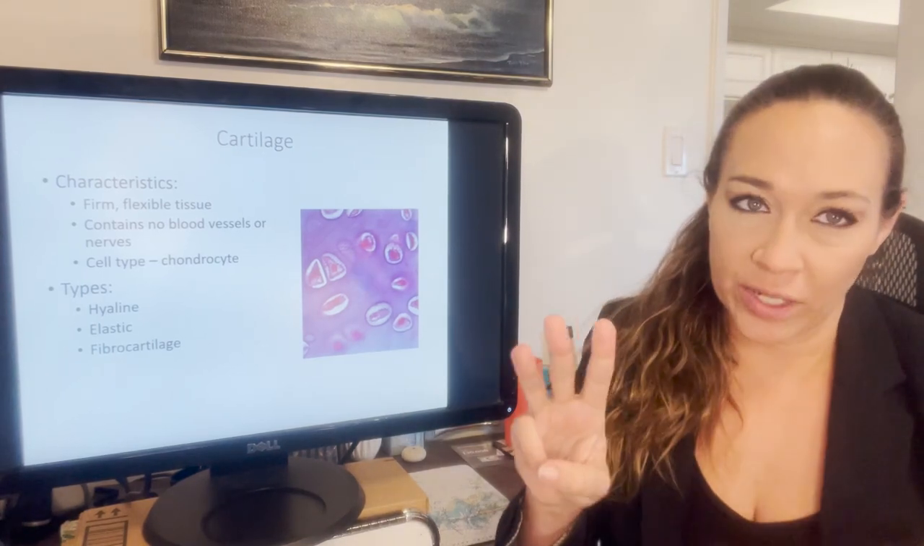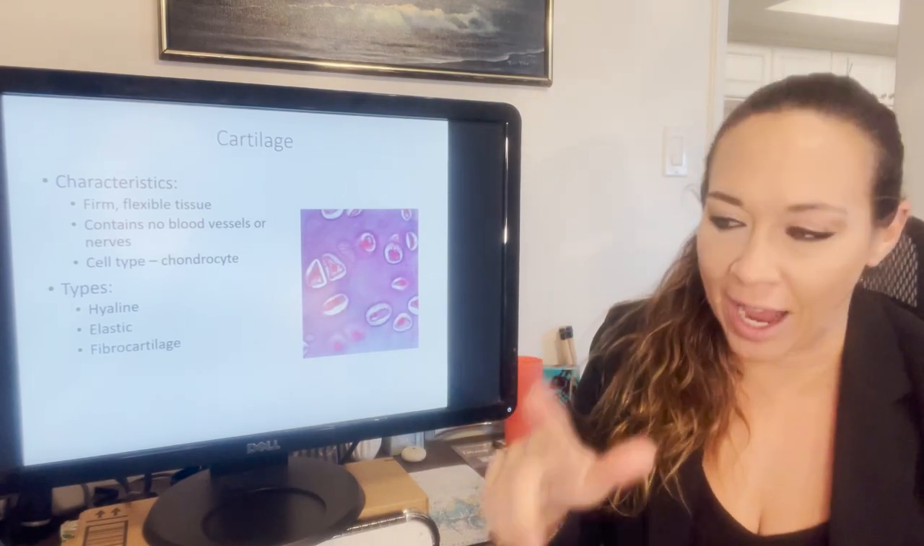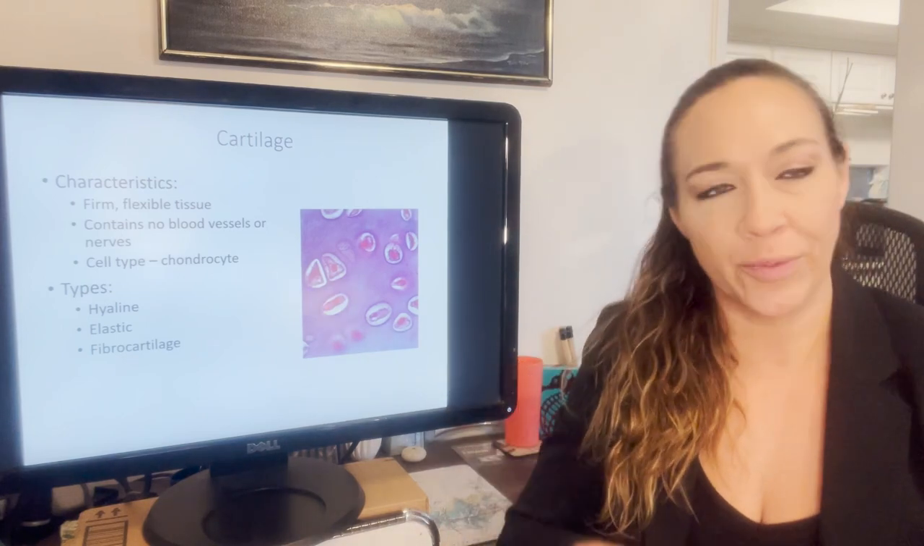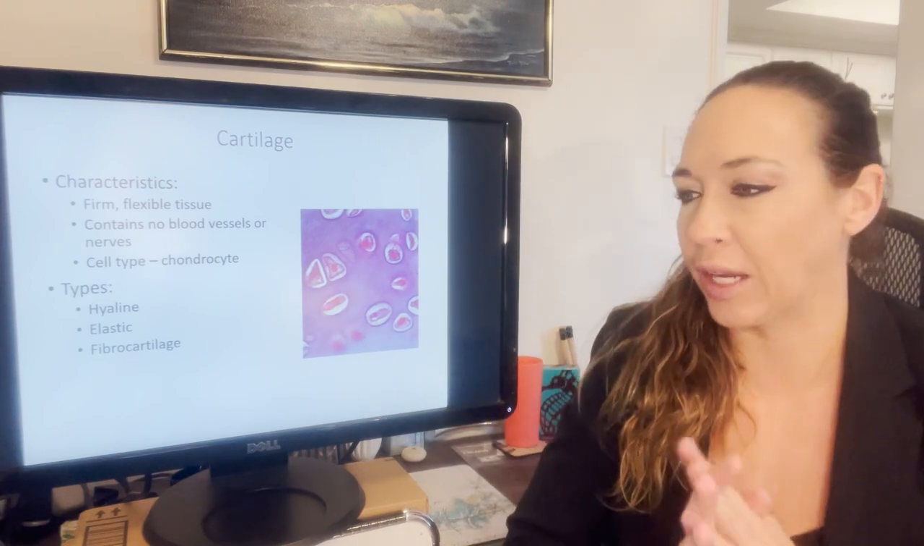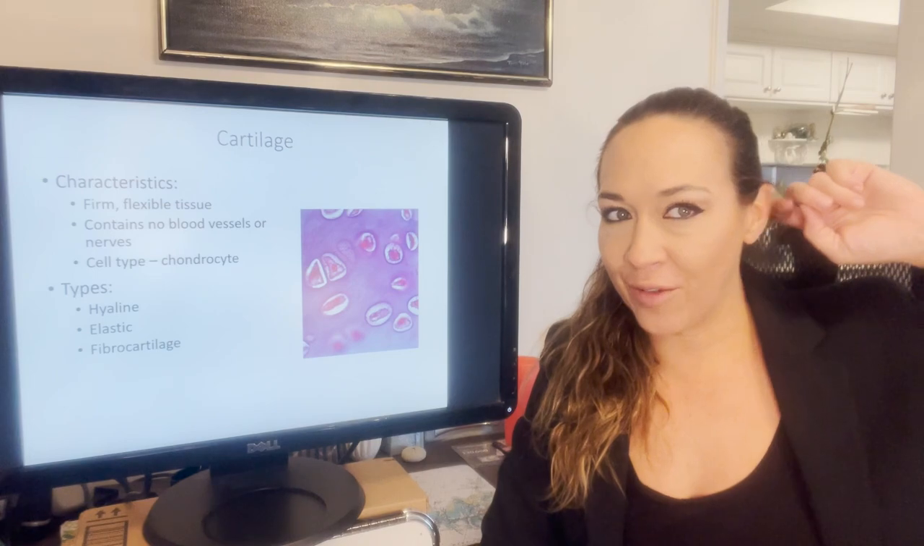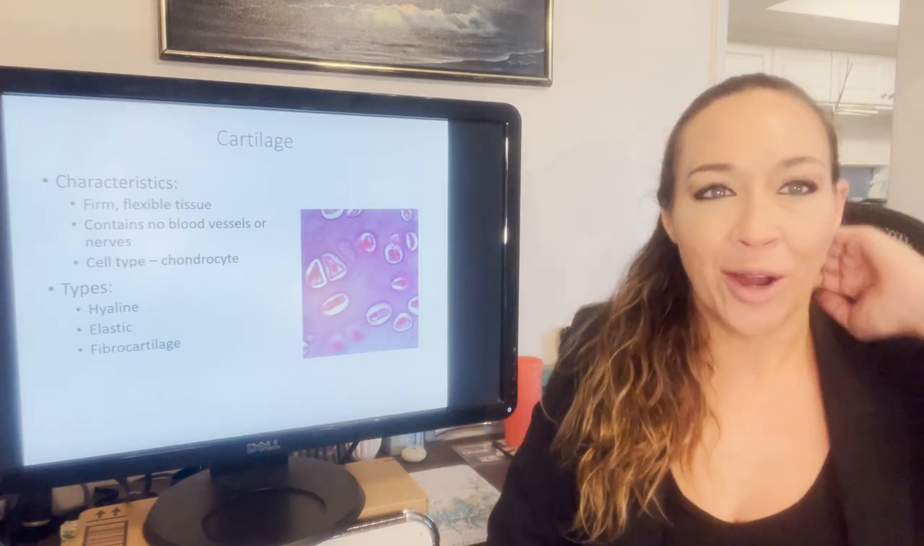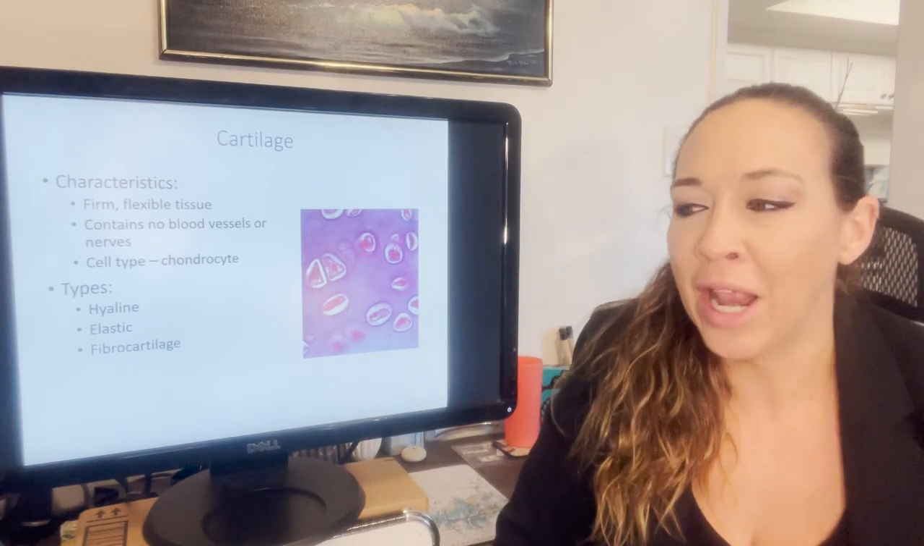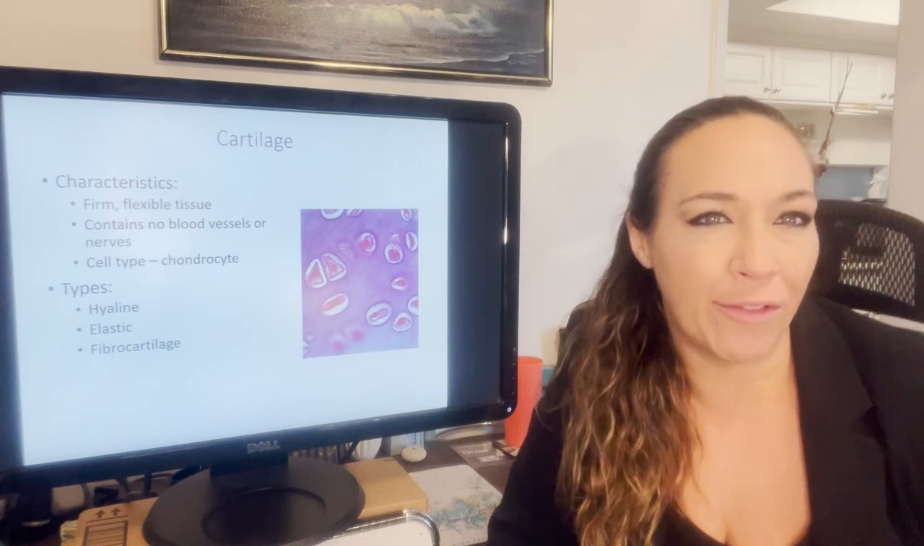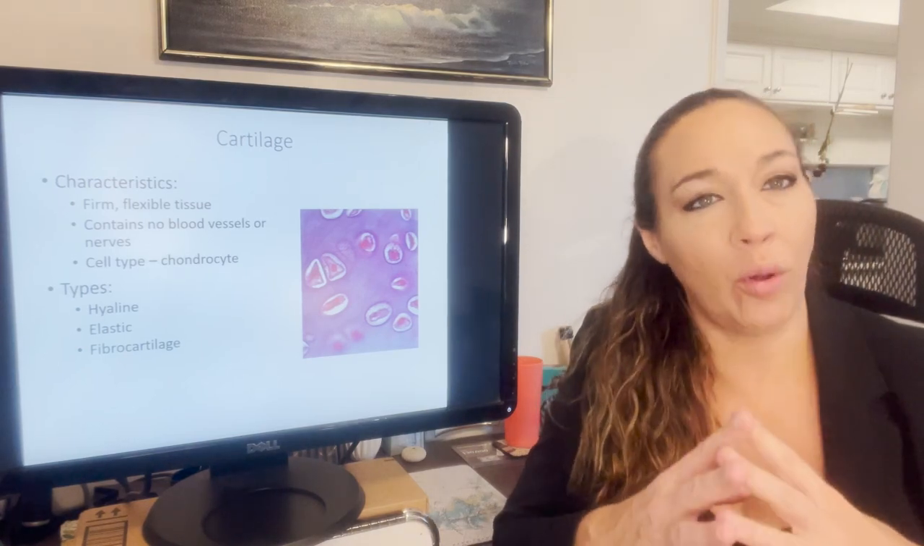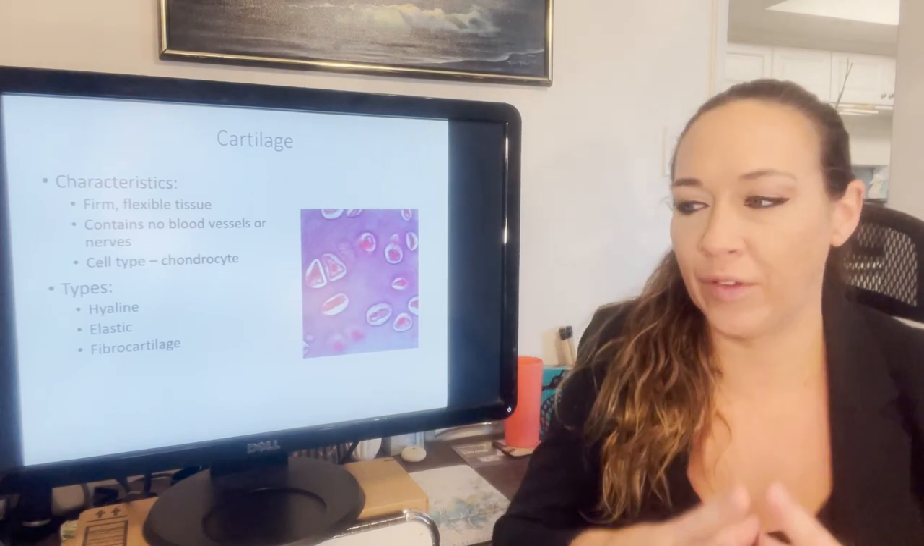All right, moving on to cartilage. We do have three types: the hyaline cartilage, the elastic cartilage, and the fibrocartilage. Those are the three categories that we're going to be talking about. But cartilage you can think of as, I mean, this is some of our cartilage, right? This as well, right? It is a firm yet flexible tissue. It will hold its shape, but it does allow for some flexibility.